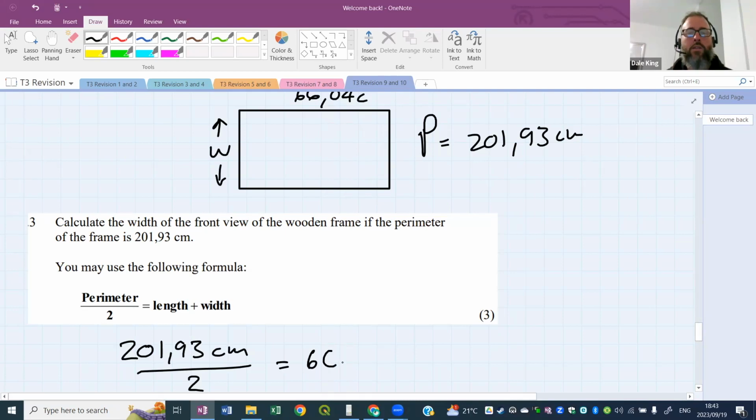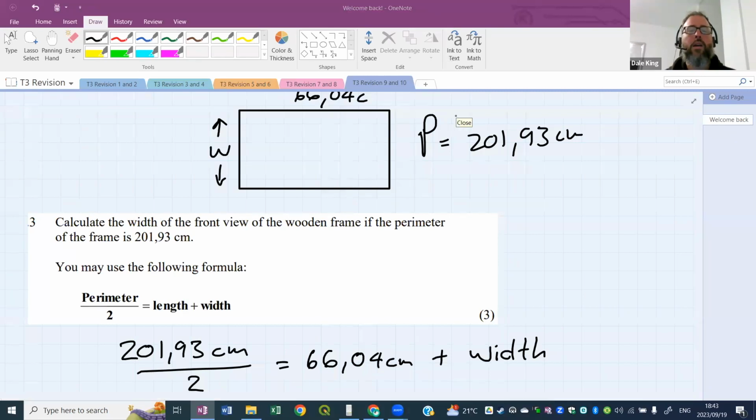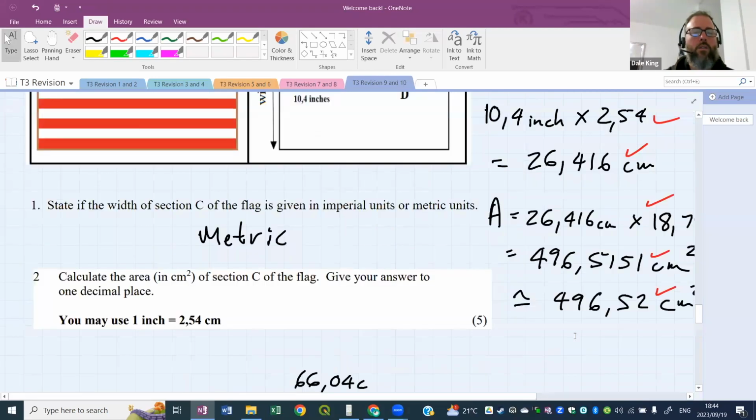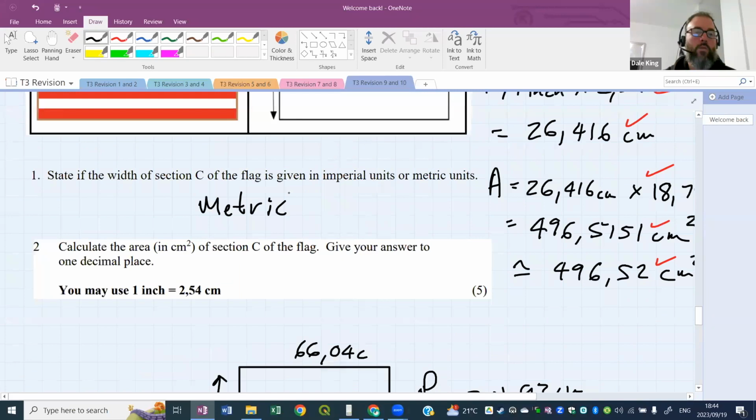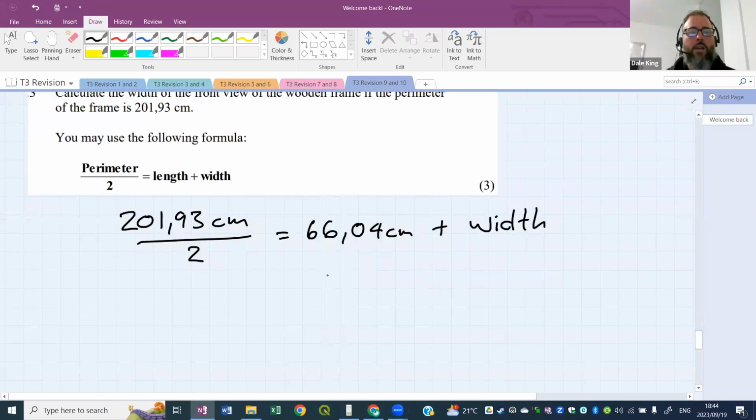I've got a length, it's 66,04 centimeters. And they say plus width. So width is what I'm trying to find. In a square the sides would be the same, but this is a rectangle. Let's check, did they actually say it's a rectangle? Yeah, they say rectangle at the top here. So the sides don't have to be the same. If it was a square, that would be easy. But it's not a square, it's a rectangle. So we have to do it like this.